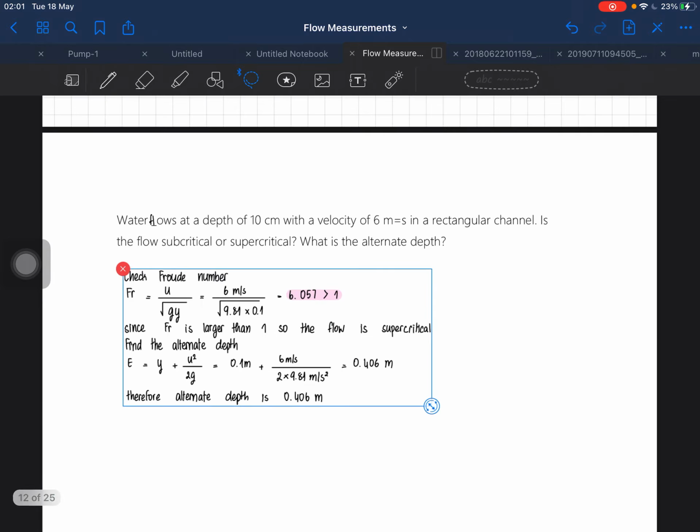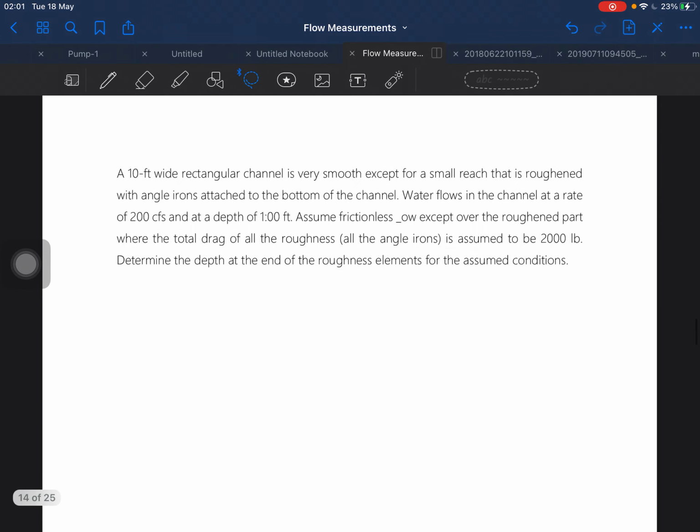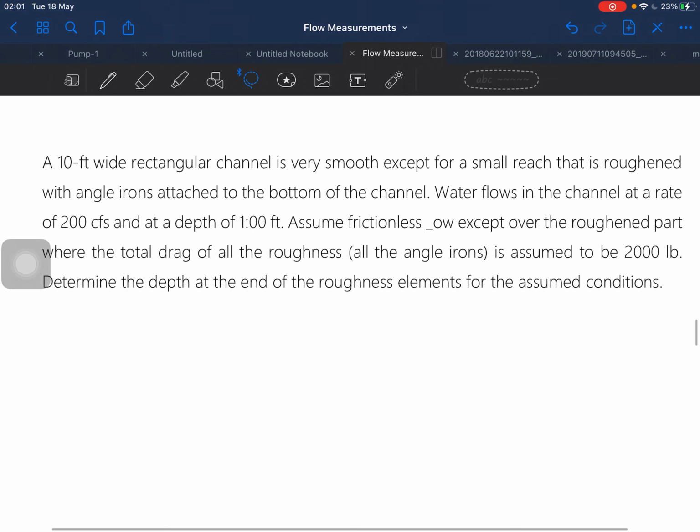So we can move on to the next question together. This question is quite long, I guess. Long questions are normally hard, or normally long questions are meant for shorter answers, but I think that doesn't hold in this subject, right?